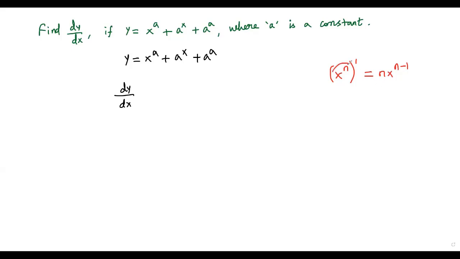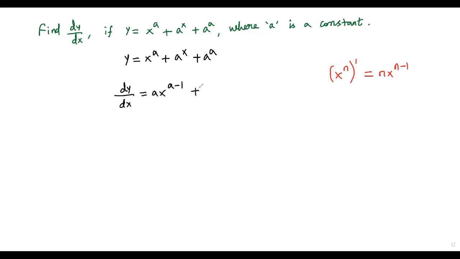So the derivative of x to the nth power with respect to x is n times x to the power n minus 1. Actually, this is in the form of x to the nth power, because here the base is a variable x and the exponent is a constant. So whenever the base is a variable and the exponent is a constant, we have to use the power rule of derivative, which is explained over here. So now I can use the power rule: I have to bring the exponent a in front of the variable and subtract 1 from the exponent.